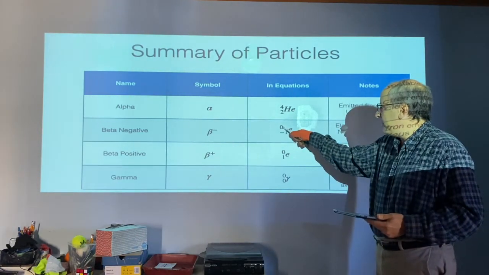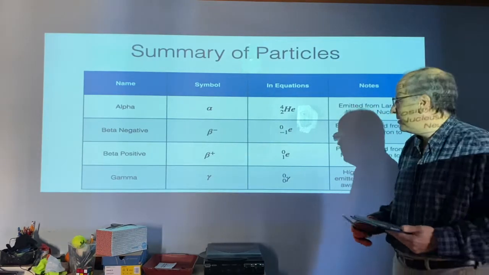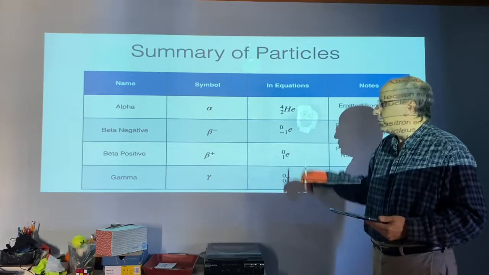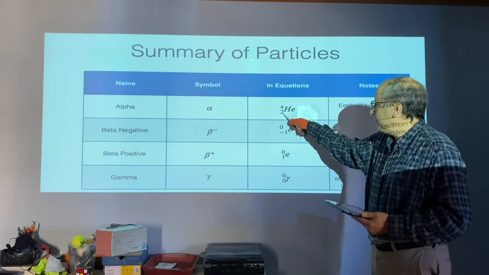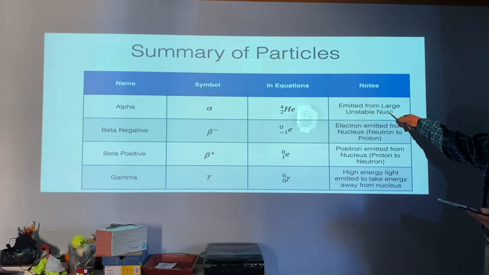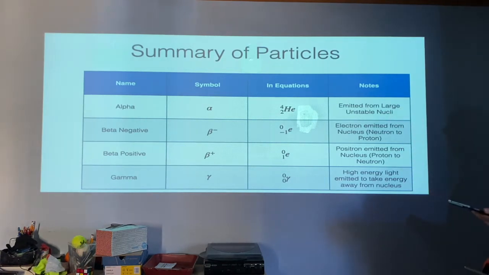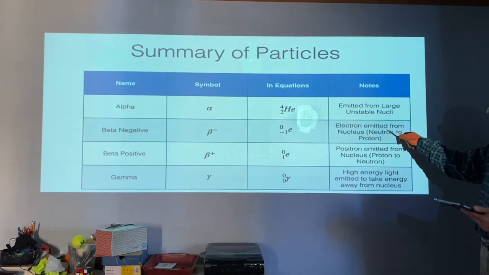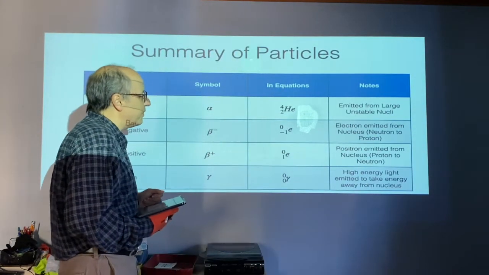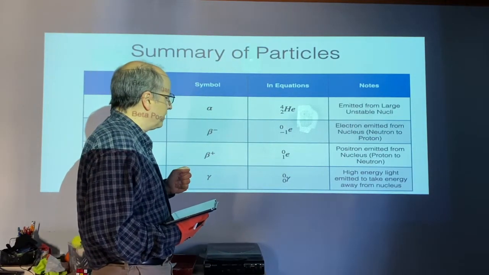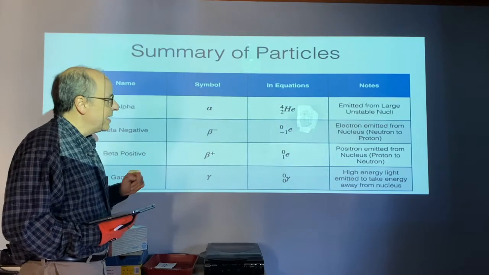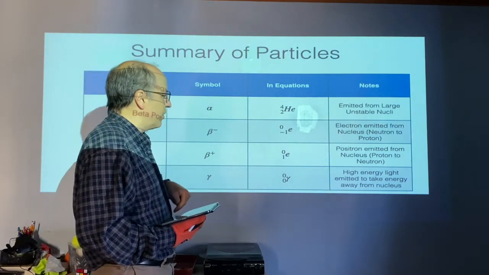Remember, the number up top is the number of protons plus neutrons. So we don't have any with our betas. And the number on the bottom is the charge of your particle. +2, -1, +1. Remember that alpha particles are emitted from large unstable nuclei. Beta negative are electrons emitted not from the electron shells, but from the nucleus itself, as a neutron turns into a proton. The positron is very similar. It comes from the nucleus, and it happens when a proton turns into a neutron.